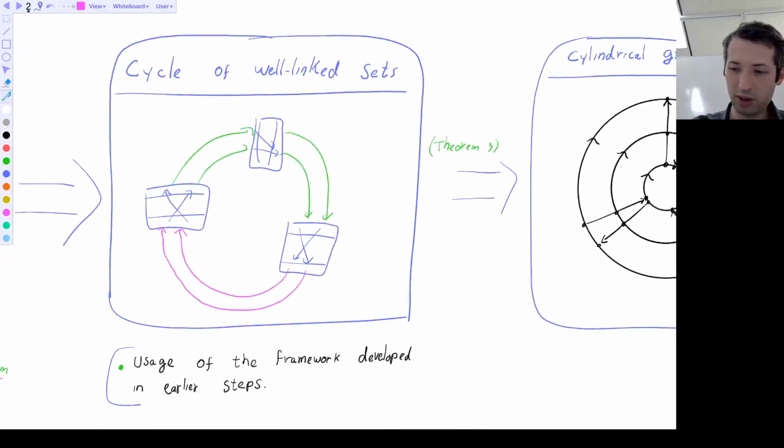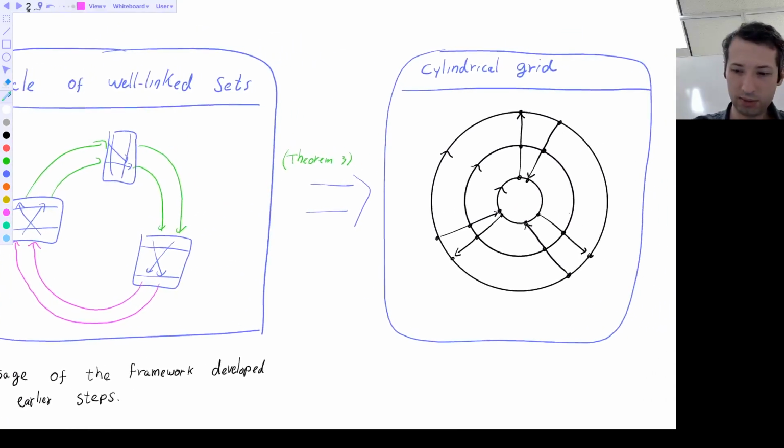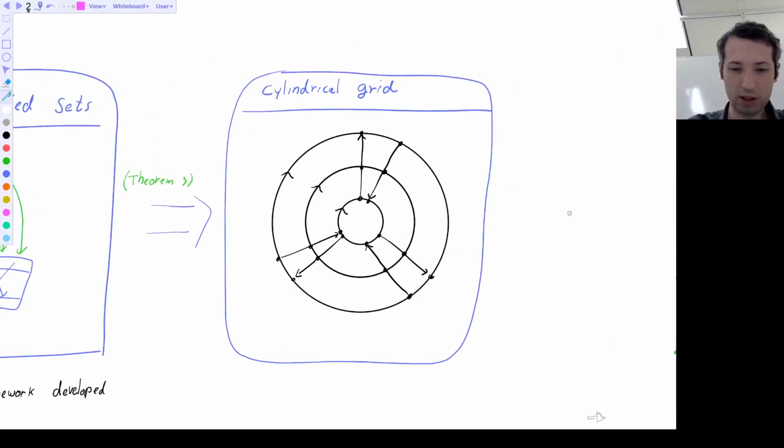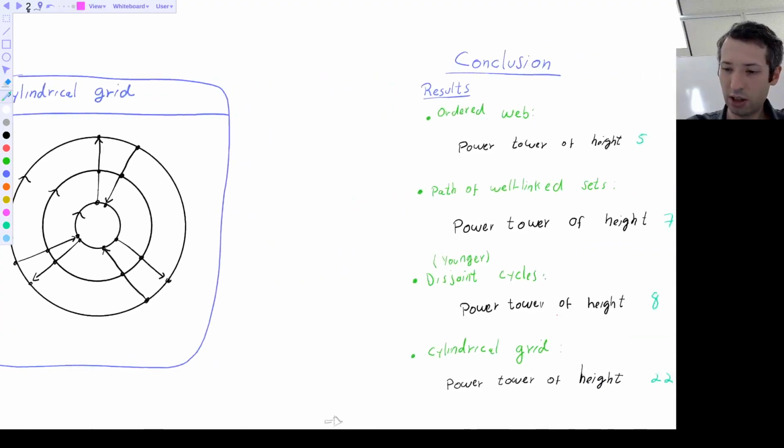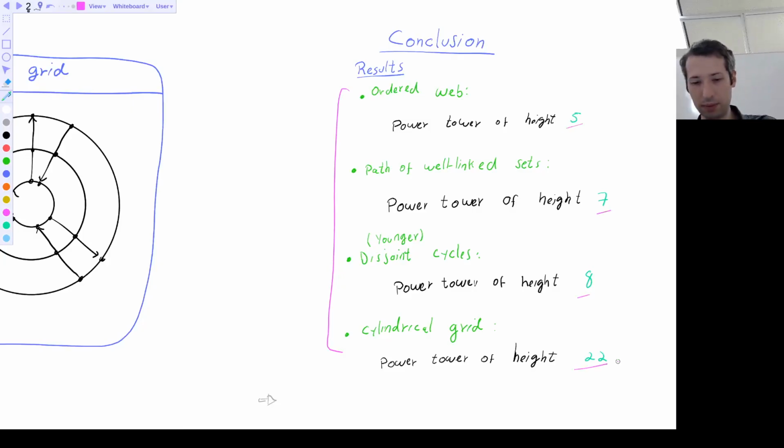So I'd just like to, again, summarize our results. From the cycle of well-linked sets, we get the central grid, which gives us the grid theorem. And so overall, we obtain four mathematical objects now with elementary functions. All four of them previously had only non-elementary bounds for how we can obtain them. And now we get elementary bounds with power towers of height 5, 7, 8, and 22.